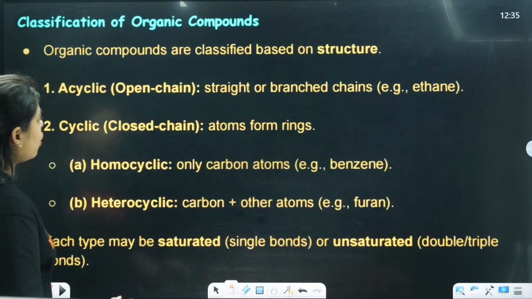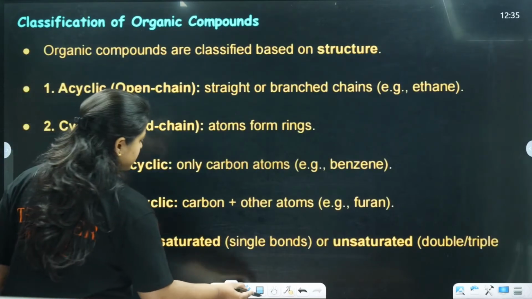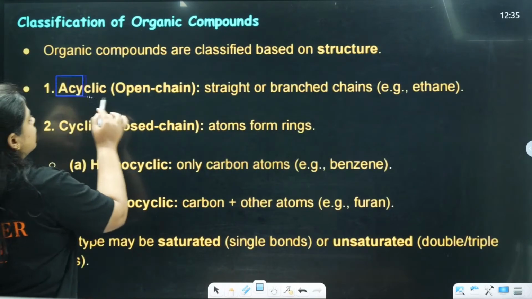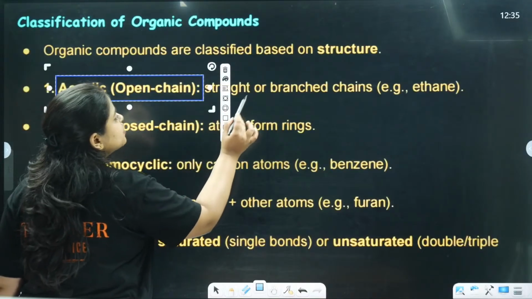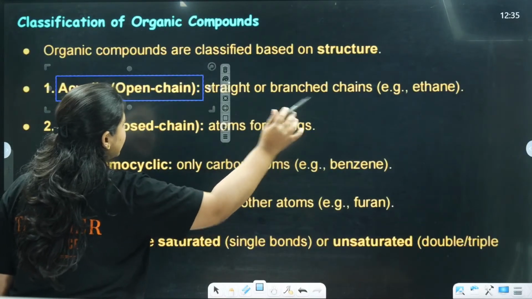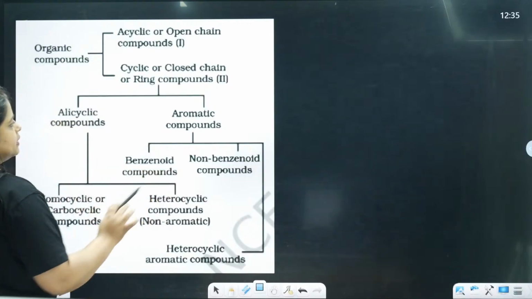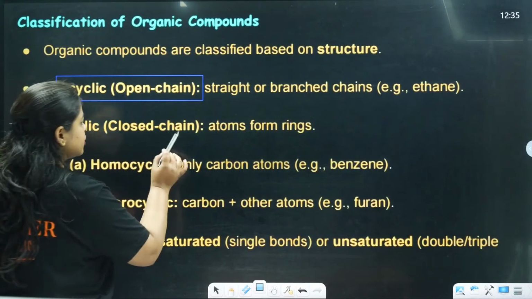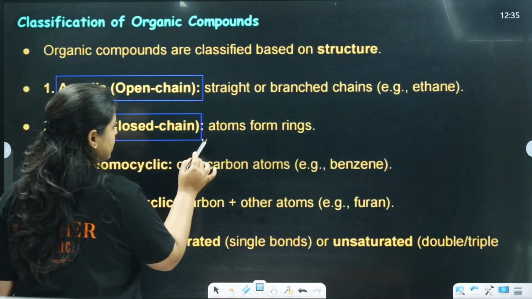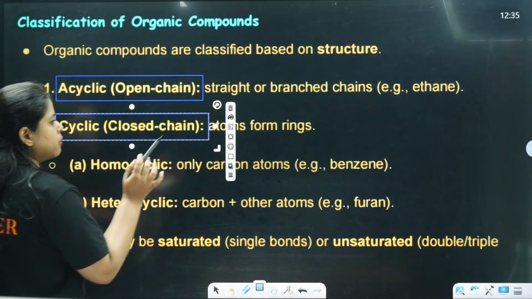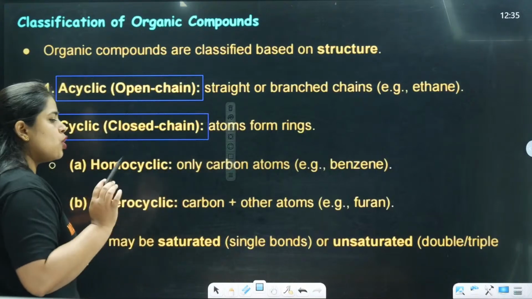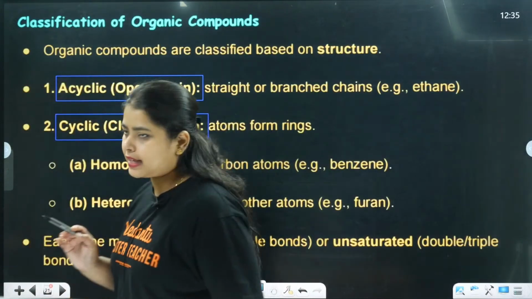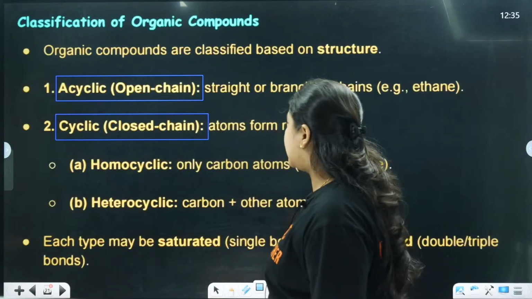Cyclic means almost all the things will be a closed chain. Acyclic means open chain, where straight or branched chains will be present, like for example ethane. I'll tell you how the examples go. Cyclic means closed chain. Cyclic means it is going to be a closed chain and the atoms form rings. Okay, all atoms will be in the form of a ring-like structure.